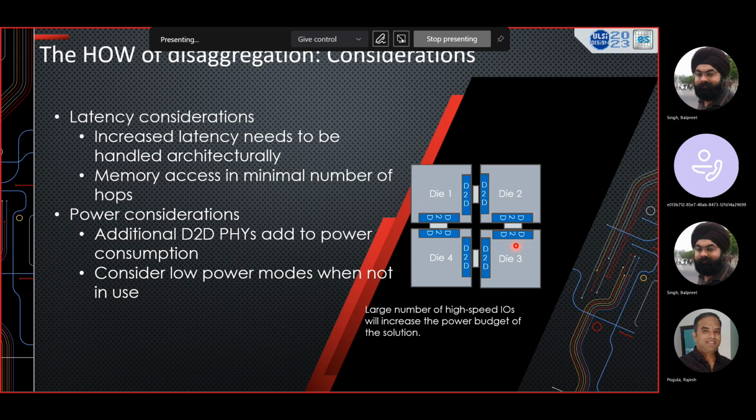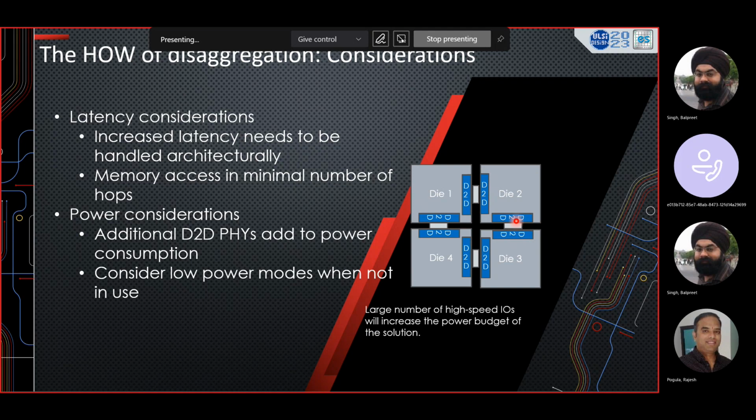So they are going to consume a lot of power while transmitting, and even if they're not transmitting, the analog part might be consuming a lot of power. Which means a lot of thought has to be put into some kind of low power mode for these die-to-die PHYs, which means that, let's say you are not using them, you can power them off, or maybe you are not using them fully.